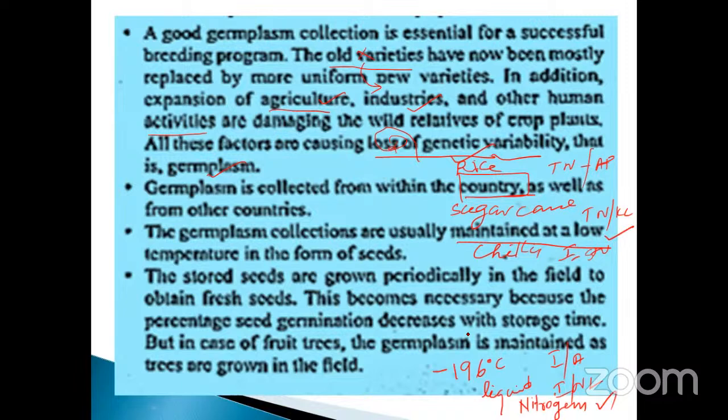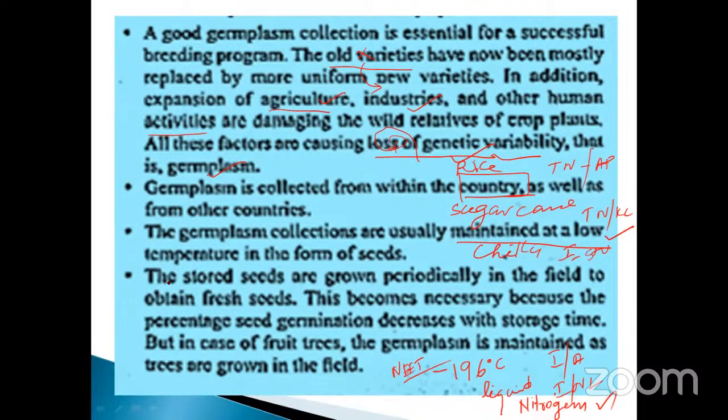Cryopreservation. For example, eggs, sperm, as well as seeds also, they can store for thousands of years under this temperature. Minus 196 degrees Celsius. Liquid nitrogen, don't forget, my dear student. This is very, very important from the NEET point of view. So many times they ask the question from the NEET point of view.